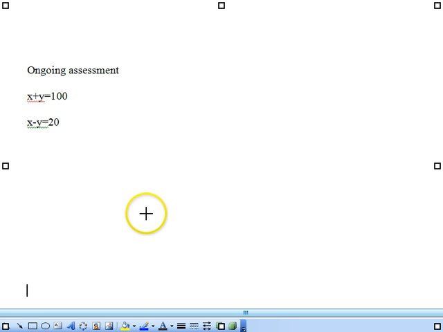So now we're going to do the ongoing assessment together. It says solve this system of equations using the alternate form of the addition property of equality. So what you're going to do is you're going to add both sides together, okay? And so what you're going to get is X plus Y, and that needs to be in parentheses.